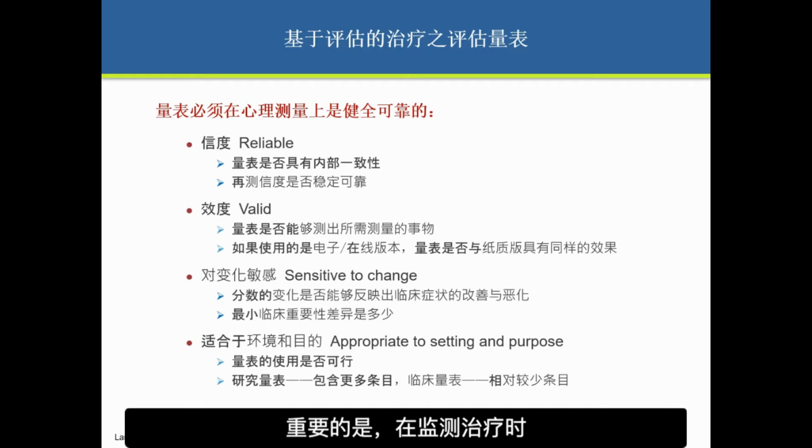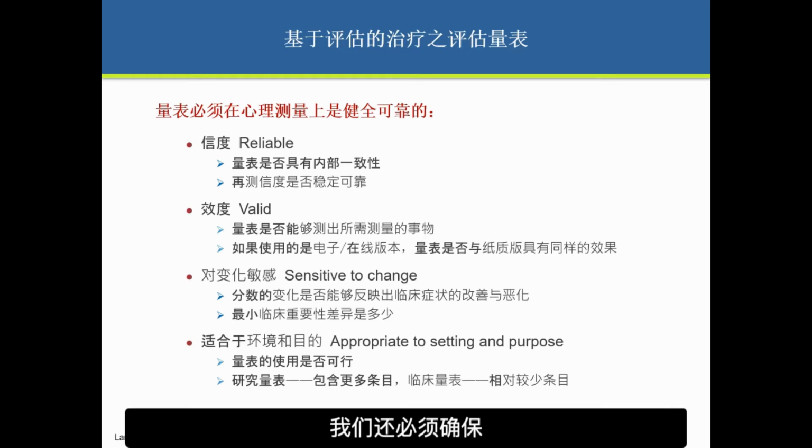Importantly, if we're using it to monitor treatment, we have to make sure that the scales are sensitive to change, that change in scores actually reflect clinical worsening or clinical improvement. And it's important to know what's the minimal score that represents a clinically significant change.